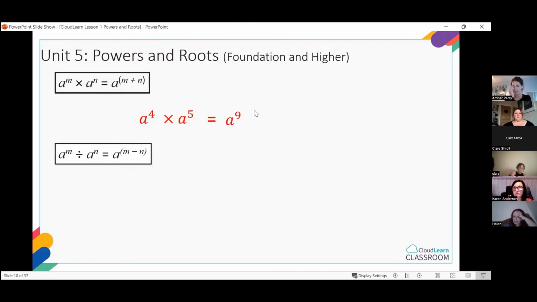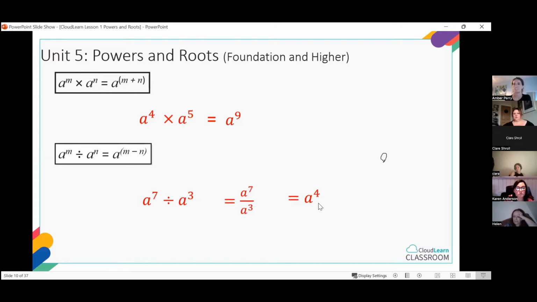And let's have a look at an example for a division there. So we've got a to the power of m divided by a to the power of n. So let's have a look at an example. A to the power of 7 divided by a to the power of 3 is going to be, and we can also see this written as a fraction. So you probably in your exam more likely see it written as a fraction here, and that's going to be a to the power of 4 there. Okay, so we just subtract the powers. We've got 7 minus 3, which is a to the power of 4.